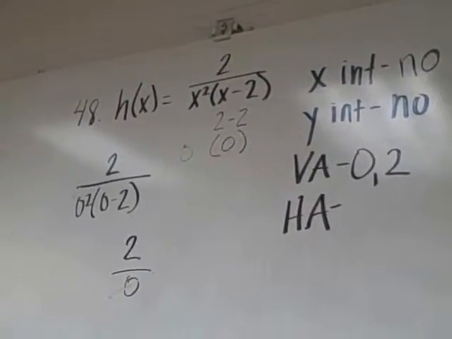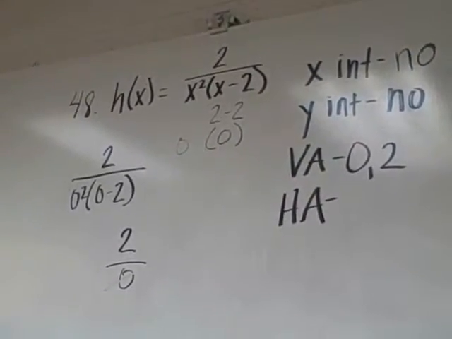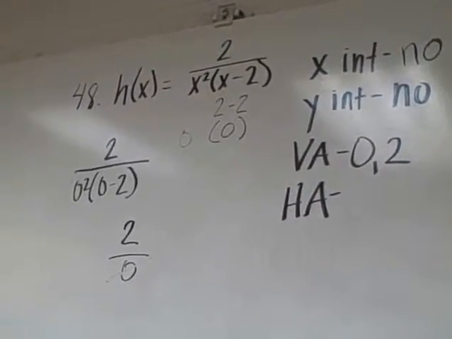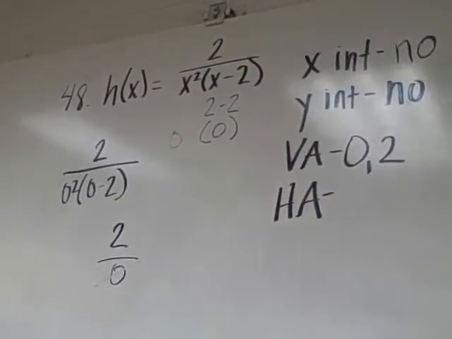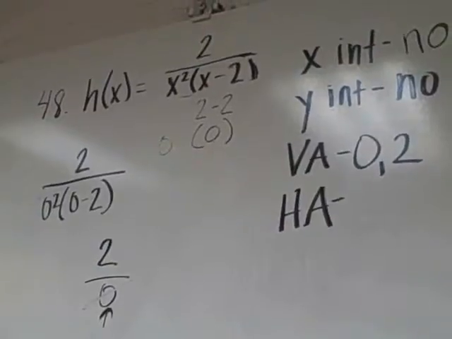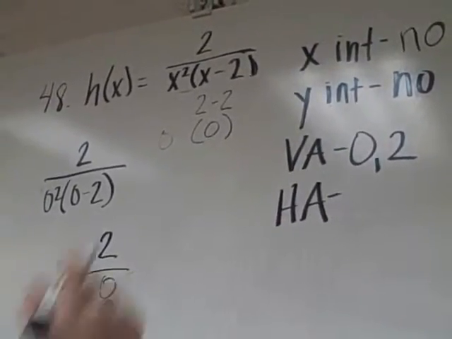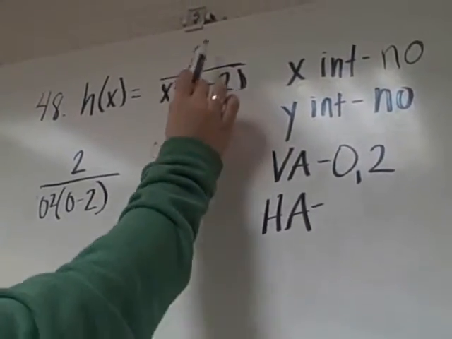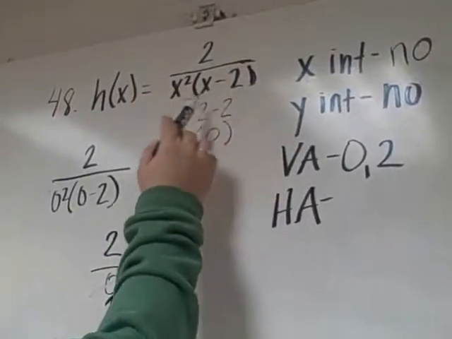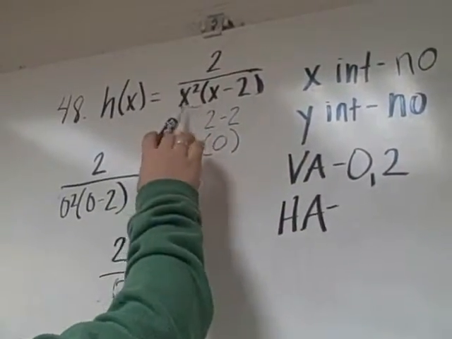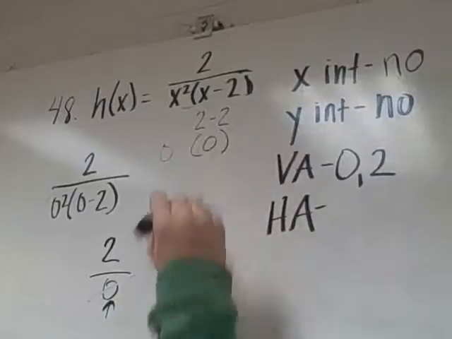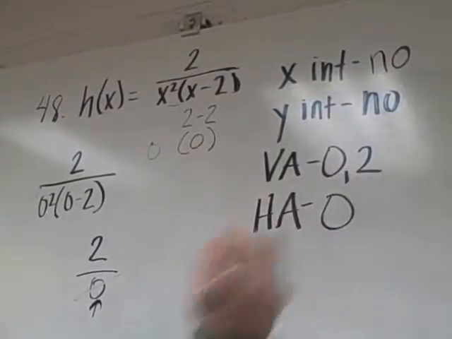And then for the horizontal, the top is smaller than the bottom, so that means that it is 0. Okay, and to find the horizontal, you look at the degree at the top and the degree on the bottom, and since the degree on the bottom is bigger, it would equal 0.